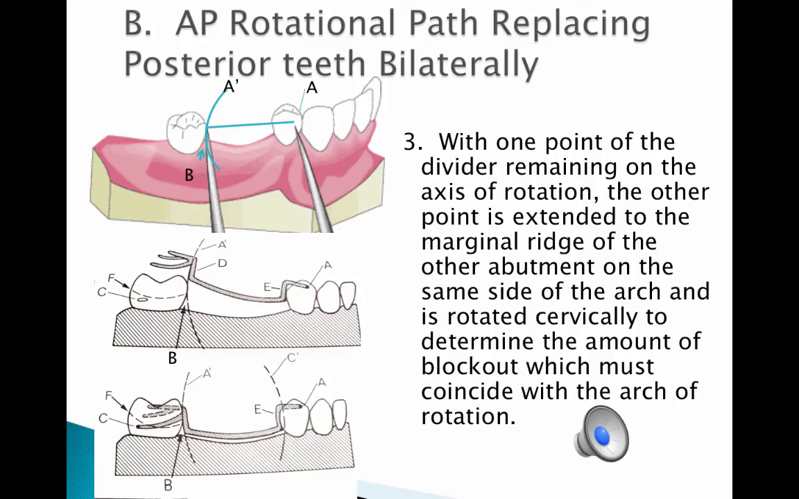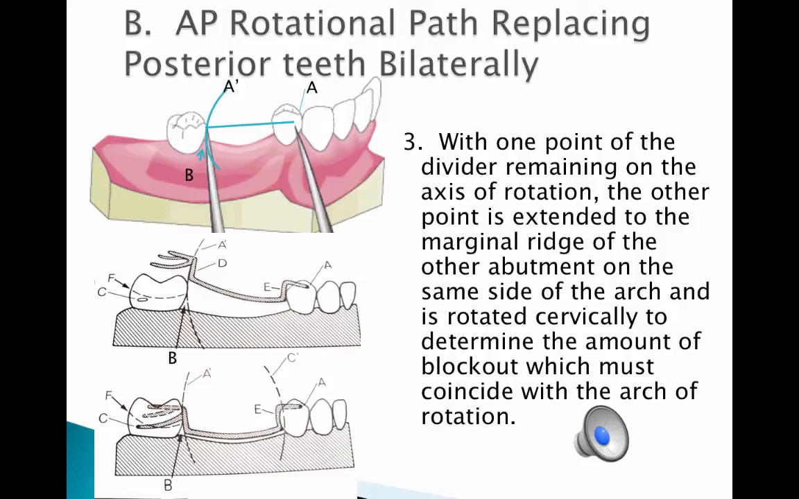With one point of the divider remaining on the axis of rotation, A, the other point is extended to the marginal ridge of the other abutment tooth on the same side of the arch and is rotated cervically to determine the amount of blockout which must coincide with the arc of rotation. This point around which the partial rotates is designated as A. The arc of rotation is designated on the picture with an arc labeled A'.